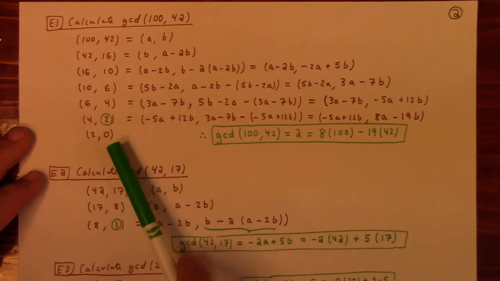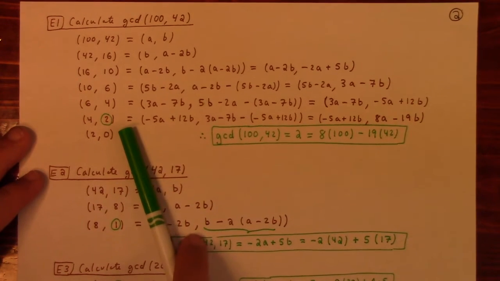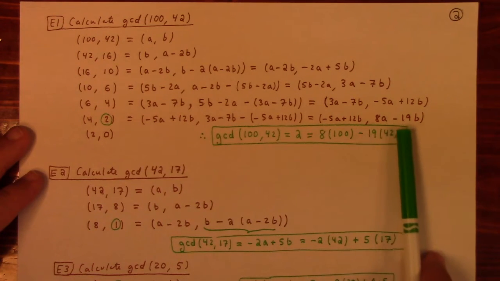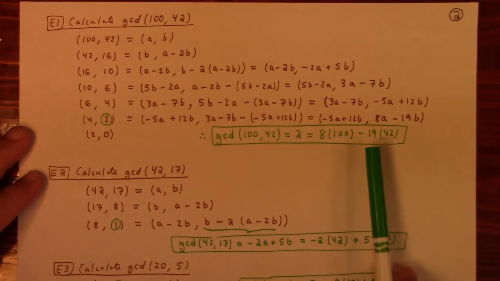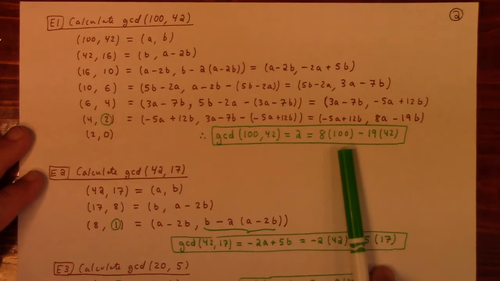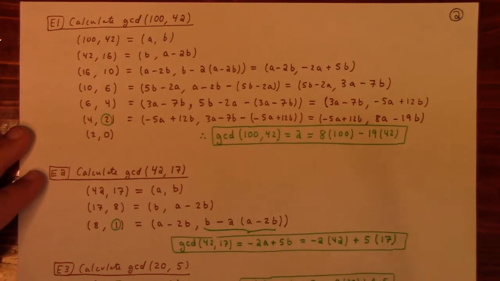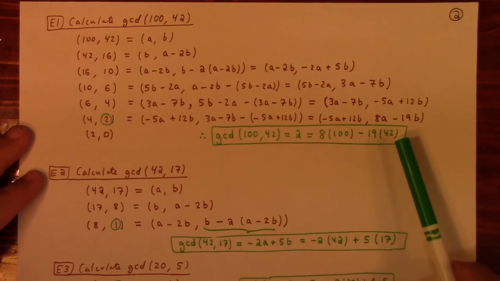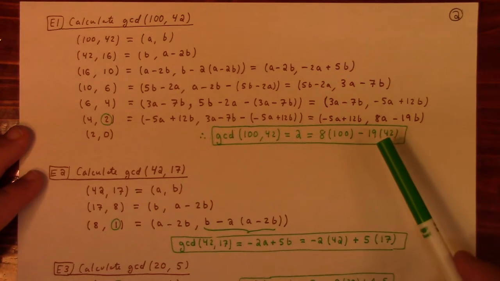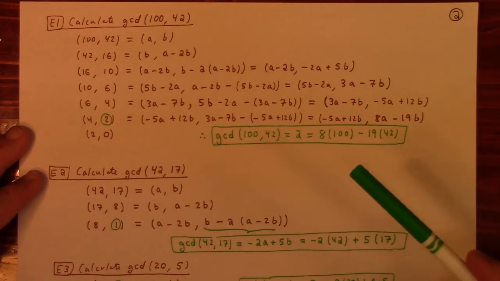But anyway, we continue on until finally we get to 2 as the last non-zero remainder, and you end up with an 8A minus 19B from that. And so that means that we can write 2 as 8 times 100 minus 19 times 42, which I don't think is at all obvious from the start, is it? I would argue not. So apparently 19 times 42 is 798. So 800 minus 798 is 2 here.